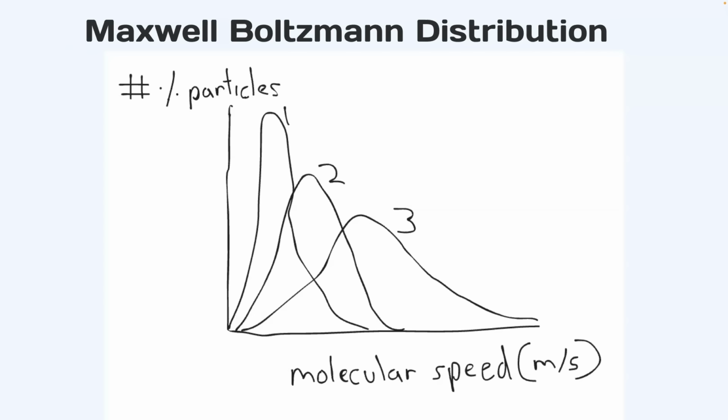Also note, because of conservation of mass, we're assuming all three of them have the same amount of moles of gas molecules. The area under the curves of all of them has to be the same. So if it's 3, for example, the peak will be lower than if it's the first curve, for example.